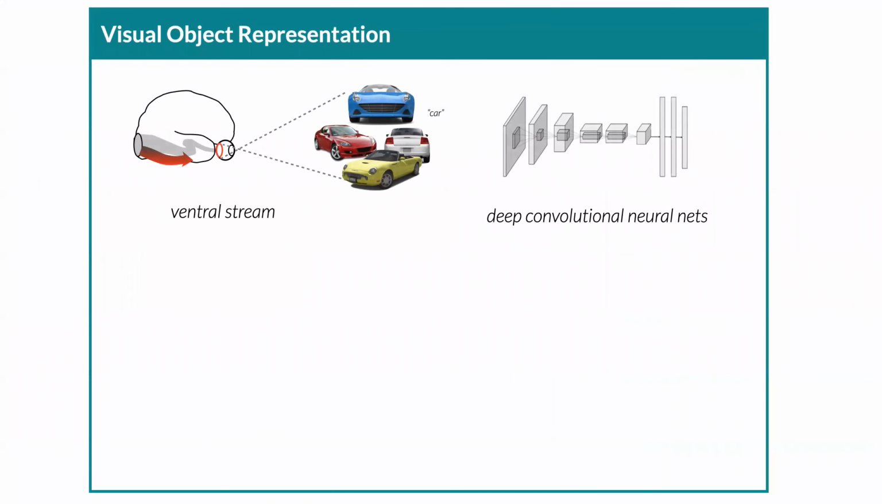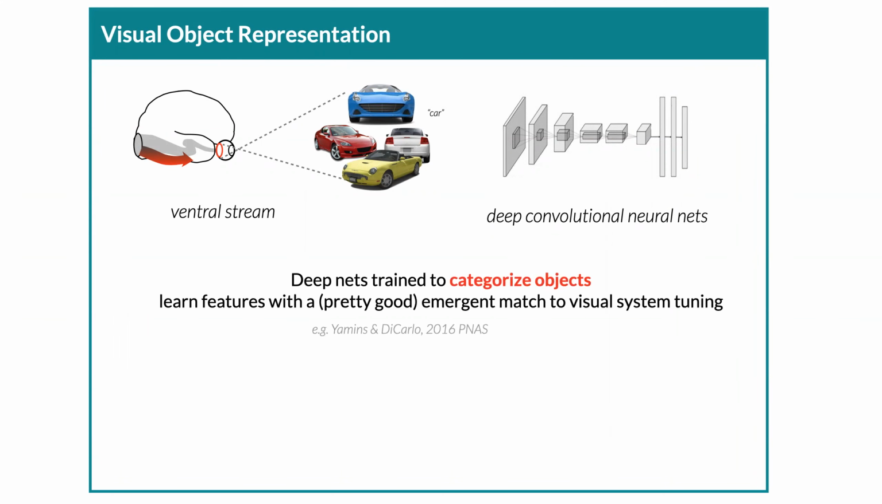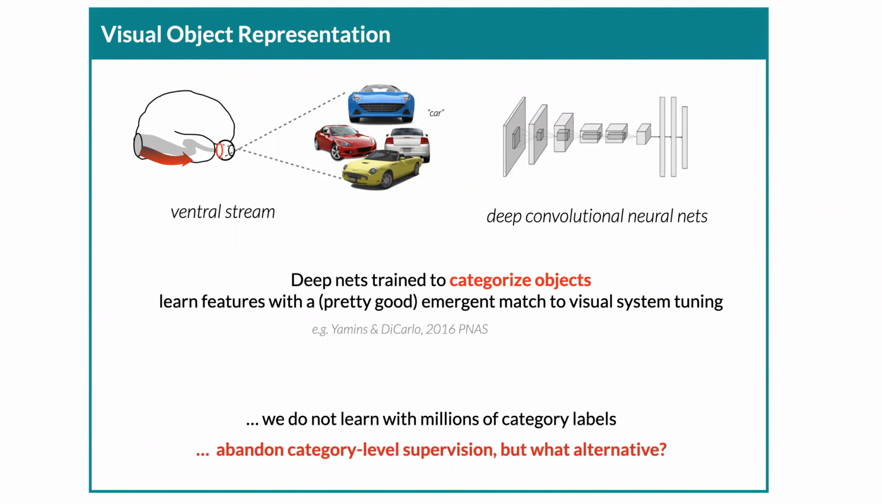Object categories have been a primary target for ventral stream representation, and deep convolutional neural networks trained to categorize objects do learn features with a pretty good emergent match to visual system tuning. But we don't learn with millions of category labels, suggesting we could abandon the idea of category level supervision. But what's the representational alternative?